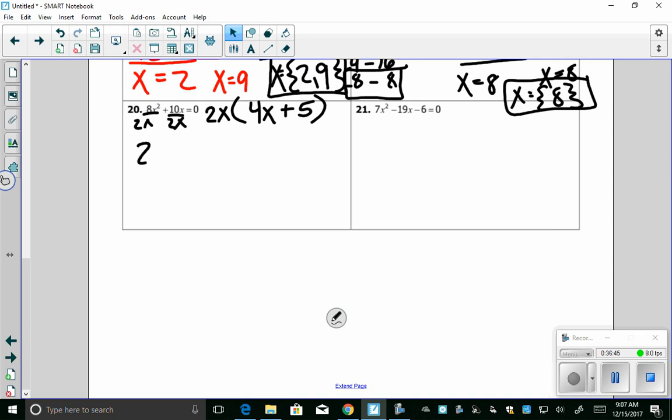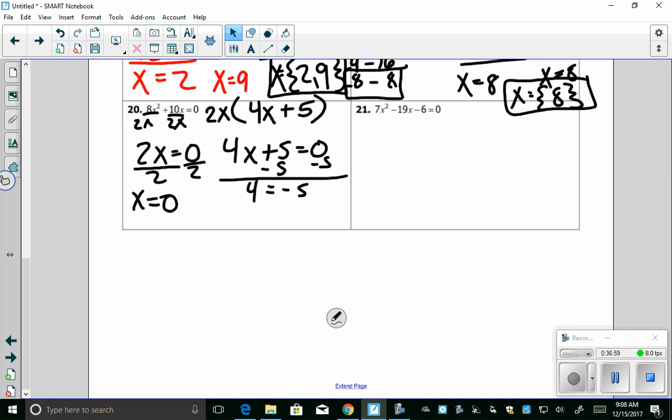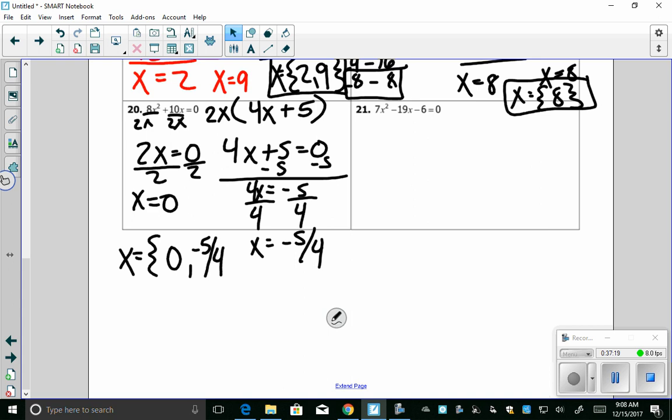Set 2x equal to 0. 4x plus 5 equal to 0. Divide by 2, and you get x equals 0. Subtract 5. 4x equals negative 5. And divide both sides by 4, so that I get x equals negative 5 over 4. So my final answer for this is going to be x equals 0, negative 5 over 4.